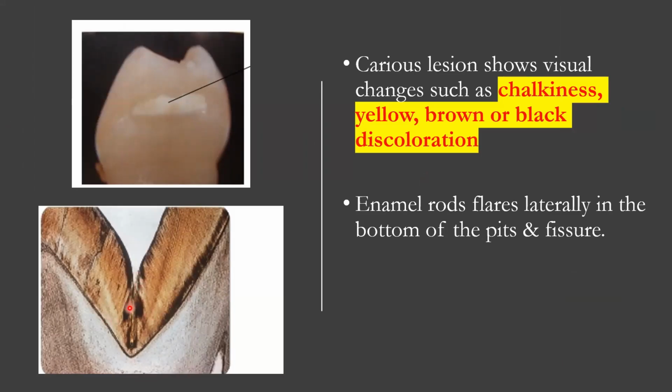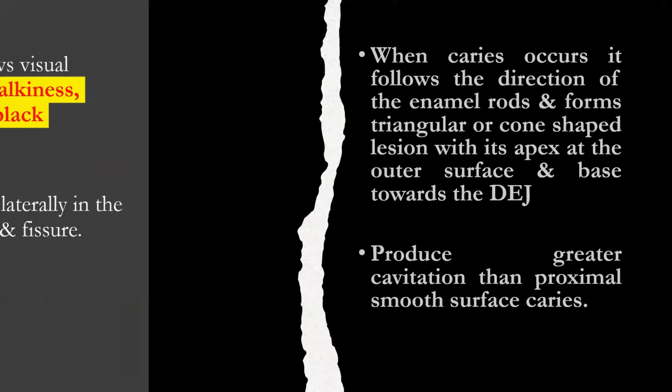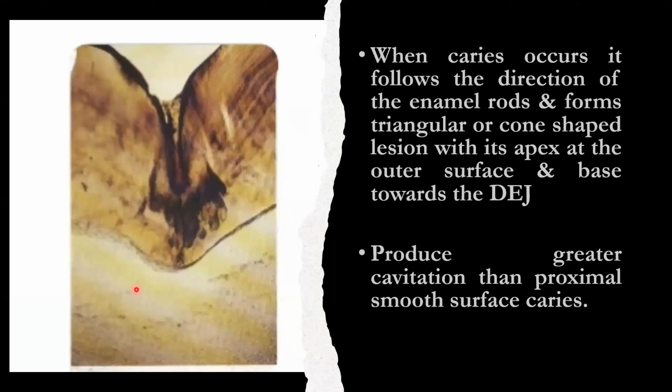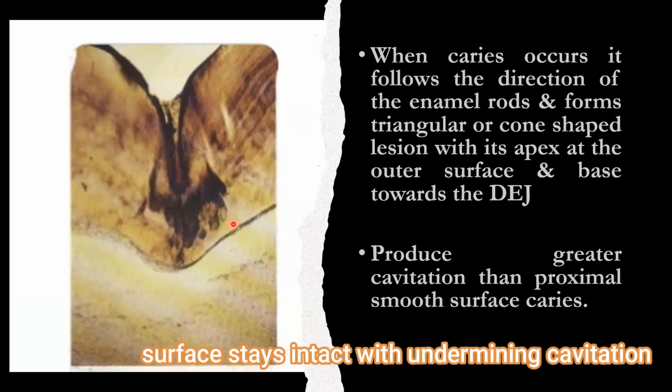So once the enamel caries starts, it spreads laterally, so the triangular base is at the dentino-enamel junction and the apex stays at the pit and fissure or the surface of the enamel. So this is what you see here. And because of this reason, it produces a greater cavitation when compared to the smooth surface caries, because the enamel rods are flaring laterally.